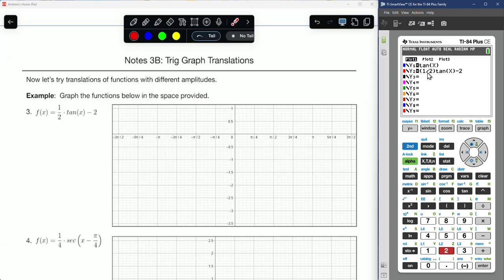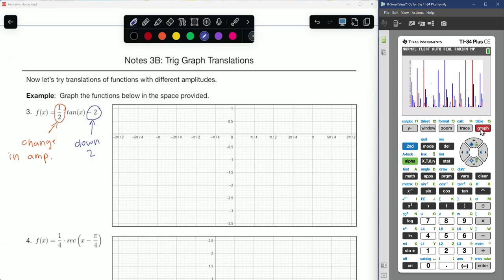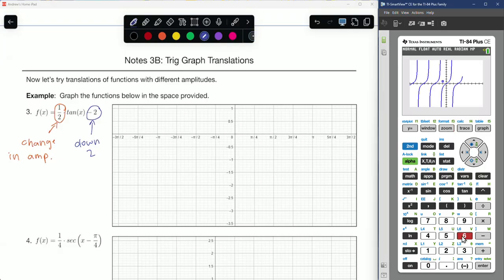Here I can see two things happening that are a little bit different than our last example, in that I know numbers in front are a change in amplitude, and I know changes outside and in the back shift the midline. So this is going to go down 2. But let's graph that and check. Why does that look weird? Let's go zoom 6. There we go.